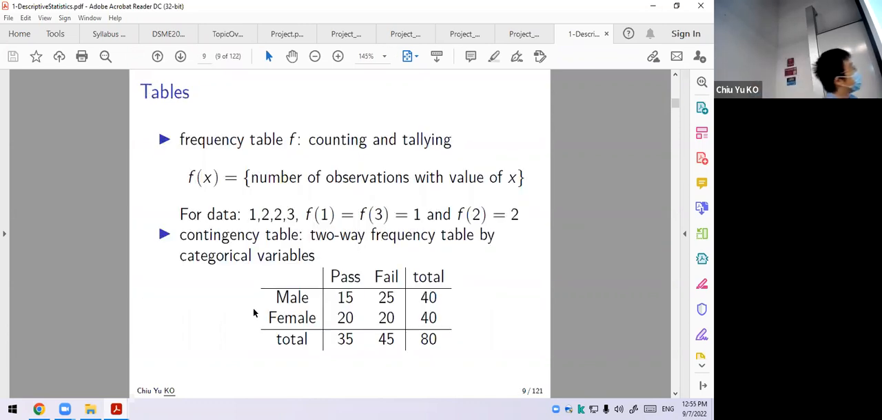Yes, the last one, we call the contingency table. Okay. So with the number of students, here we have 15 students who are male and passed the exam. And we have 20 students who are female and passed the exam, and so on and so forth. Okay. So what we're doing here is to represent the data. Not in terms of just frequency, right?